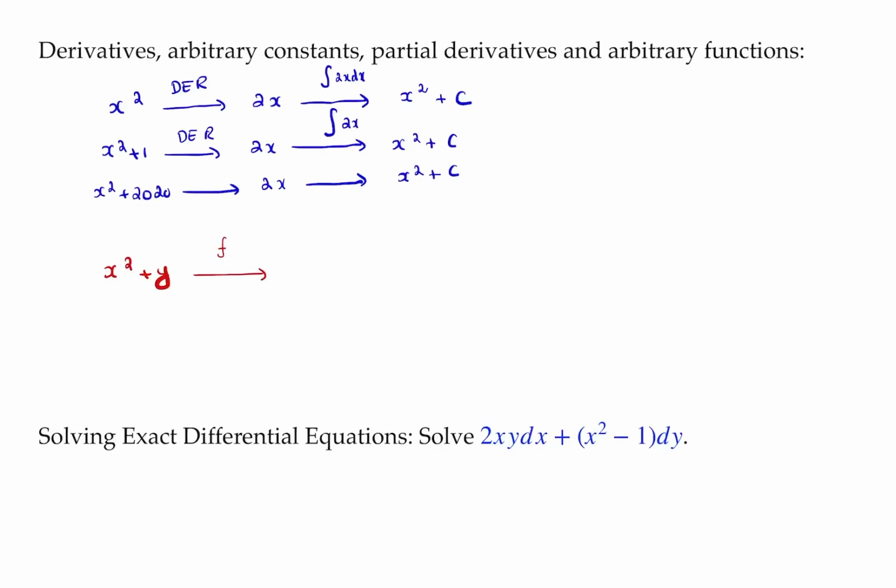Let me do the partial of f with respect to x. Then this is going to be 2x. If I integrate this with respect to x, I am going to have x squared. Now I cannot say it's a constant. Actually, because of the partial derivative, what I missed is not a constant, it's rather a function of x.